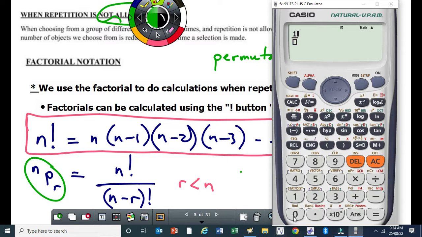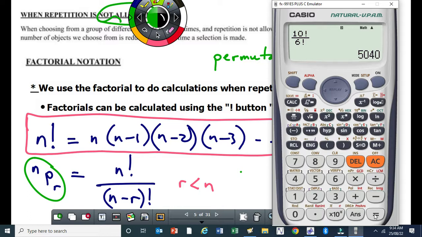So that will be 10 factorial divided by 6 factorial. It's not 7, it's 6 factorial. And then you get 5040.